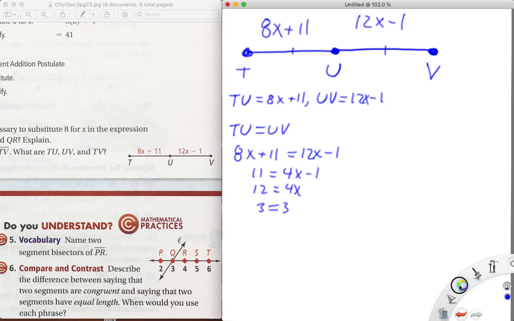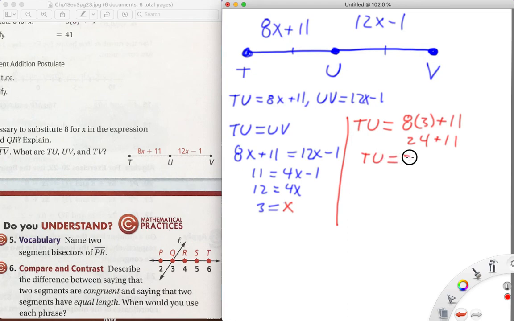But that's not what they want. They want to know what the distance of TU is and what the distance of UV is. So I'm going to substitute 3 for x wherever I see x. So it's 8 times 3 plus 11. 8 times 3 is 24. So TU equals 35.